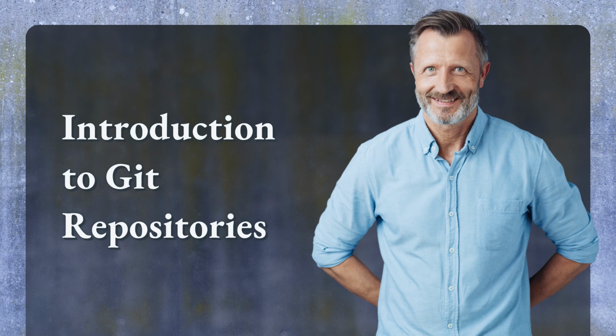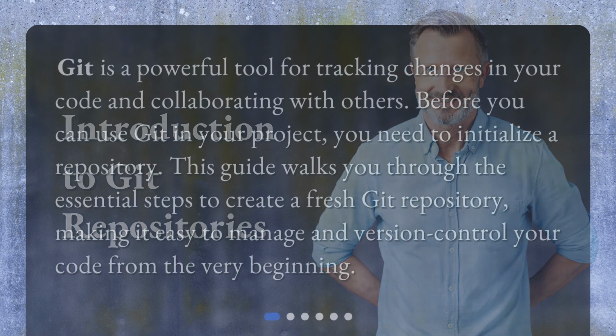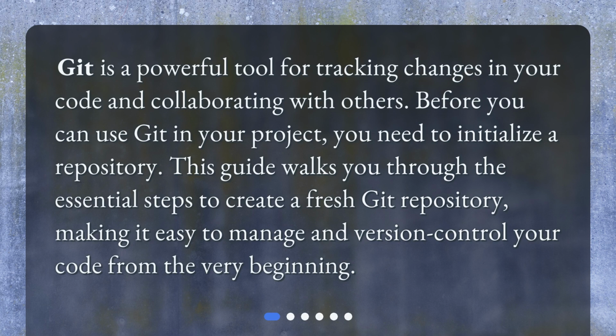Introduction to Git Repositories. Git is a powerful tool for tracking changes in your code and collaborating with others. Before you can use Git in your project, you need to initialize a repository. This guide walks you through the essential steps to create a fresh Git repository, making it easy to manage and version control your code from the very beginning.